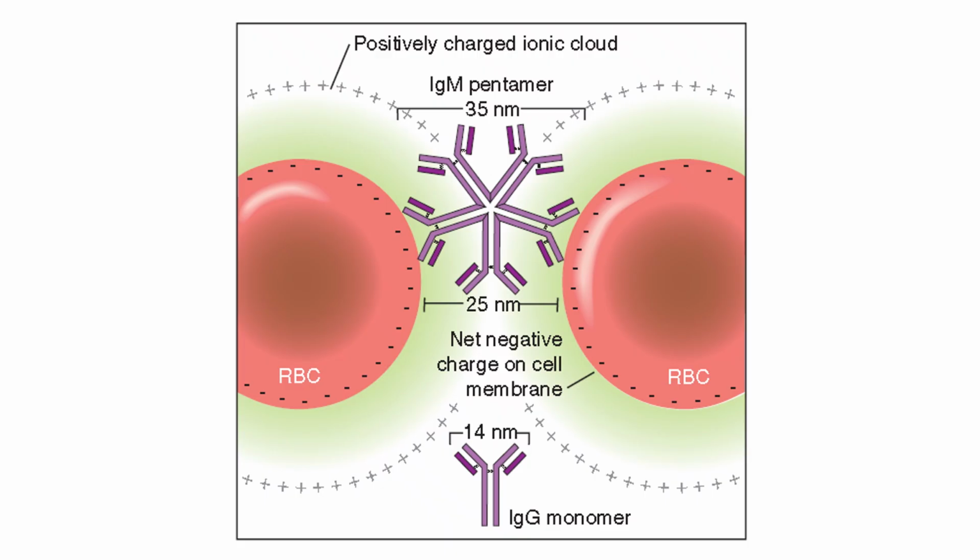This image highlights how antibody size and structure directly influence function. Even though both IgM and IgG can bind to antigens, only IgM can physically overcome the electrostatic barrier between red blood cells to cause visible clumping on its own.